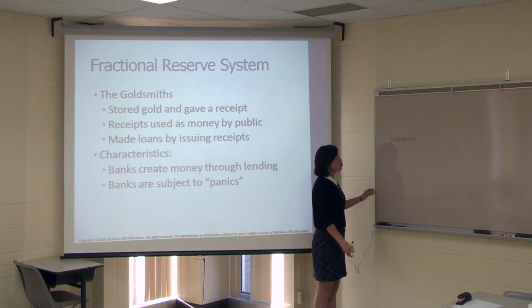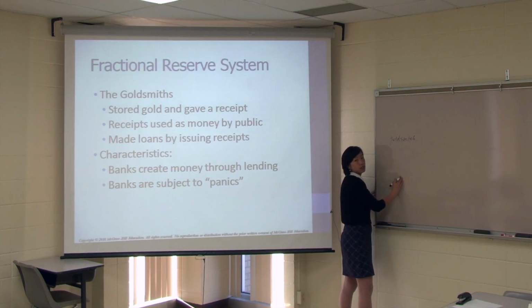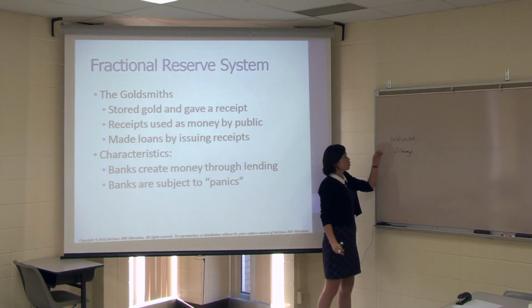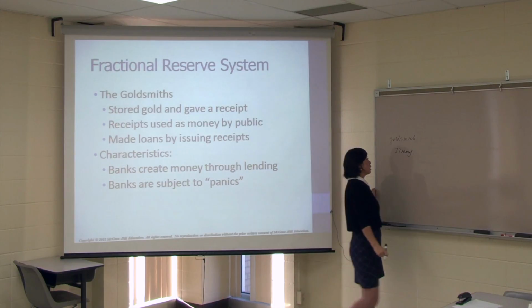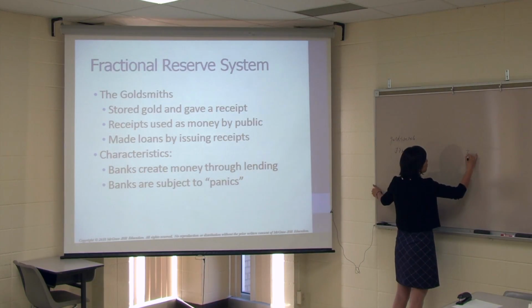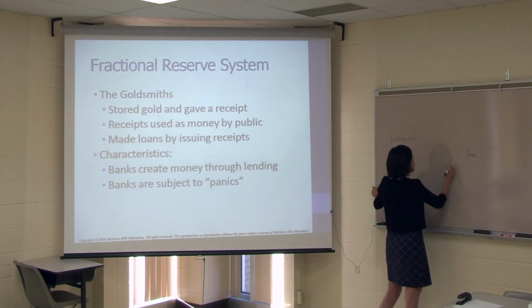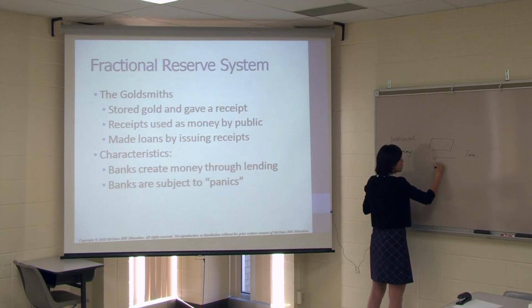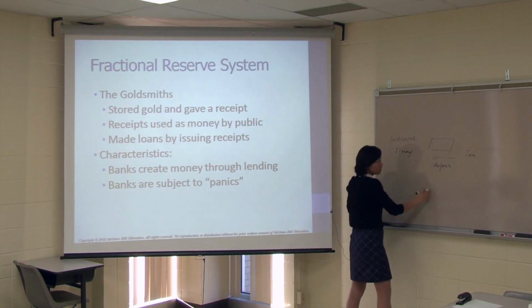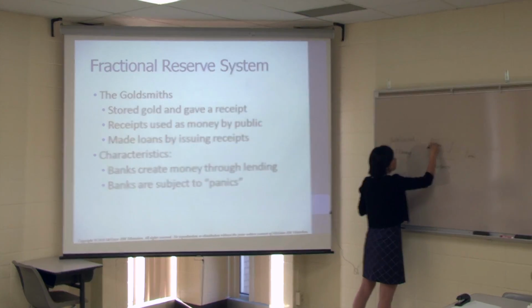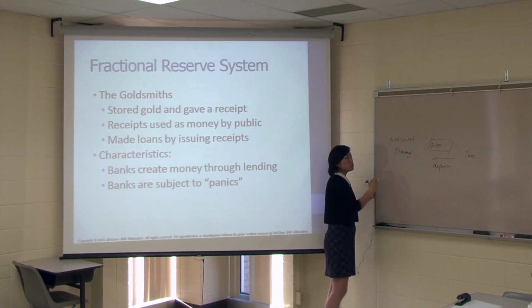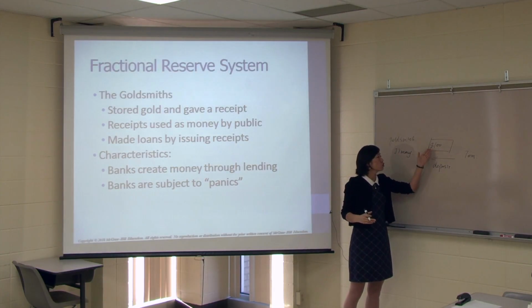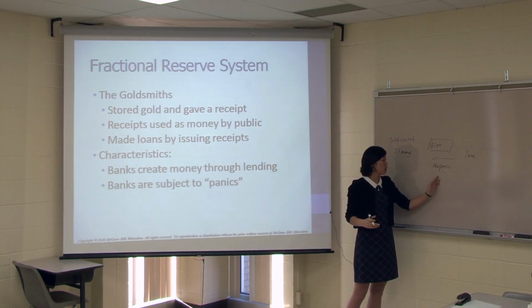Now watch, it probably will look like this. There is a goldsmith, let's say the name is Jimmy. And let's pick another name, let's say Tom, who has $100 value of gold. He decided to deposit this $100 value of gold with goldsmith Jimmy. And then Jimmy will write him a receipt saying, this is a $100 value of gold deposited by Tom.